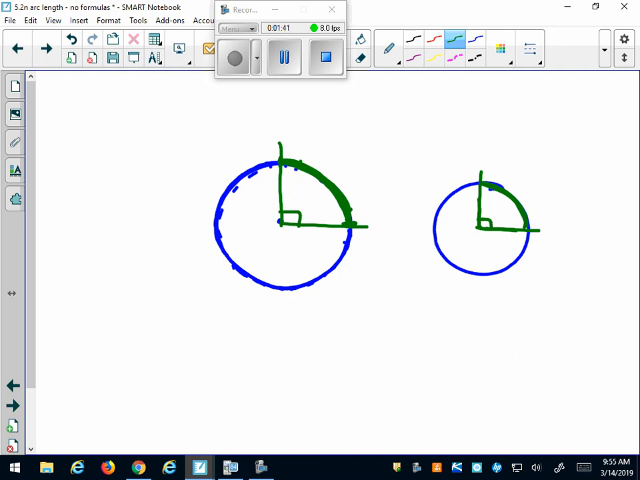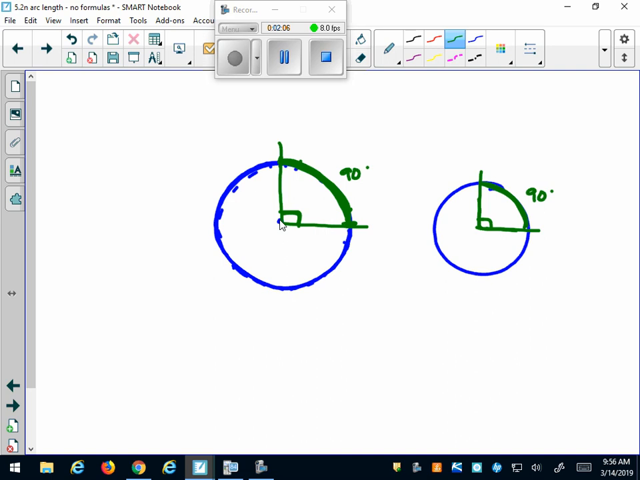So a 90-degree arc, like you saw in the video of 5.1, the central angle is 90 degrees. That means this arc is 90 degrees. The problem is not all 90-degree arcs are created equal, right? They're not all the same length. So we have another way of expressing how big an arc is, and it's the actual length.